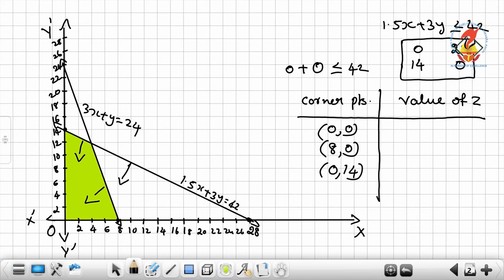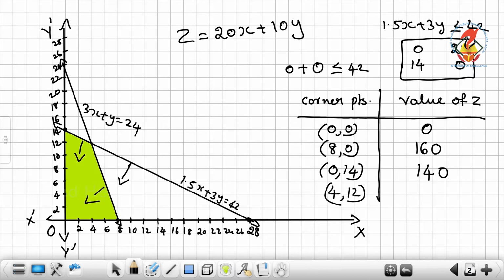Then what is this point? It is 4, 12. Okay, 4, 12. Then substitute in Z. What is Z? 20x plus 10y. It's the profit. So for the first one, it's 0 itself. Then 8, 0: substitute in 20x plus 10y. 20 into 8 is 160. For 0, 14, that is 140. And for 4, 12, that is 20 into 4 plus 10 into 12, 80 plus 120. That is 200.